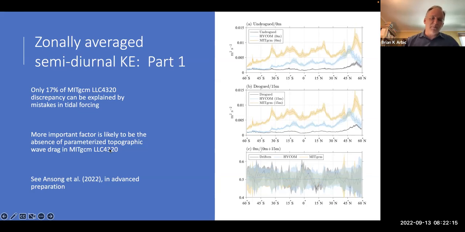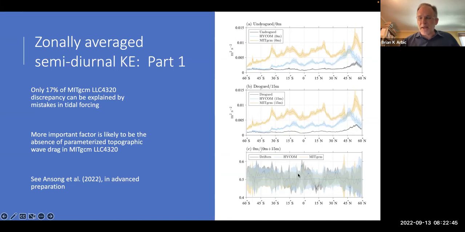We think more important is the absence of a parameterized topographic wave drag in MIT-GCM. We've, again, written a lot about that in our own papers. And so all that will be documented in this paper here, which is focusing on the internal tide SSH. The differences in kinetic energy are actually larger than you see in internal tide SSH, and that's probably because drag acts on flows, not on SSH.